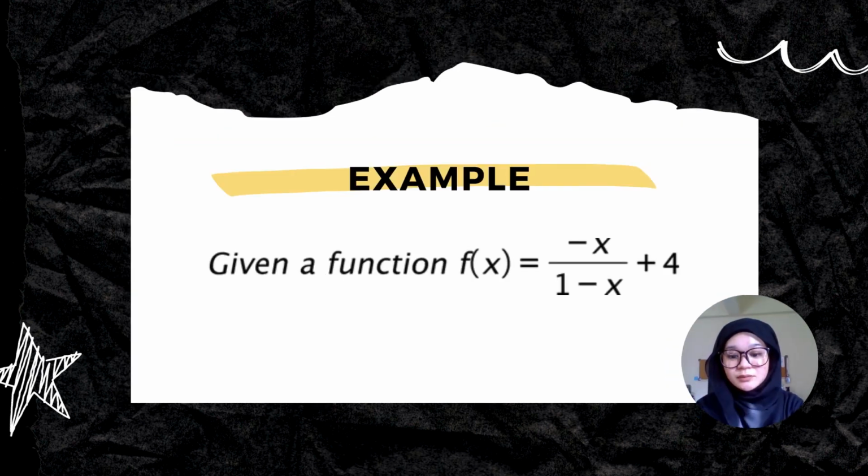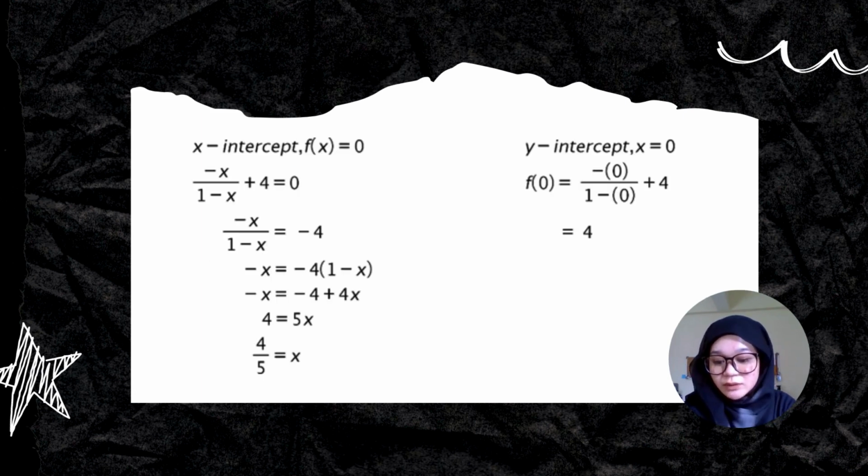Here is an example of a rational function. Given a function f(x) equal to the negative x over 1 minus x, first we need to find the x and y-intercepts. For the x-intercept, just set the equation equal to 0. Then we will get 4 over 5 for the x-intercept. For the y-intercept, just substitute the x value and we will get 4.